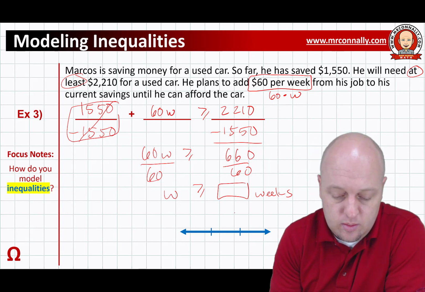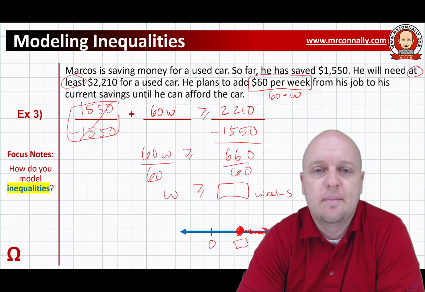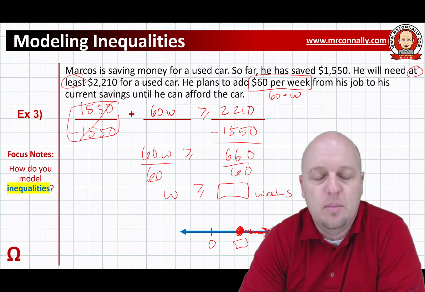Okay, so that means our answer is, we've got 0, we've got our number of weeks, and since it's greater than or equal to, we're going to circle it and fill it in, and then go to the right. We'll need at least to do this many weeks to save that amount of money. Okay? All right, pause to finish that last question.